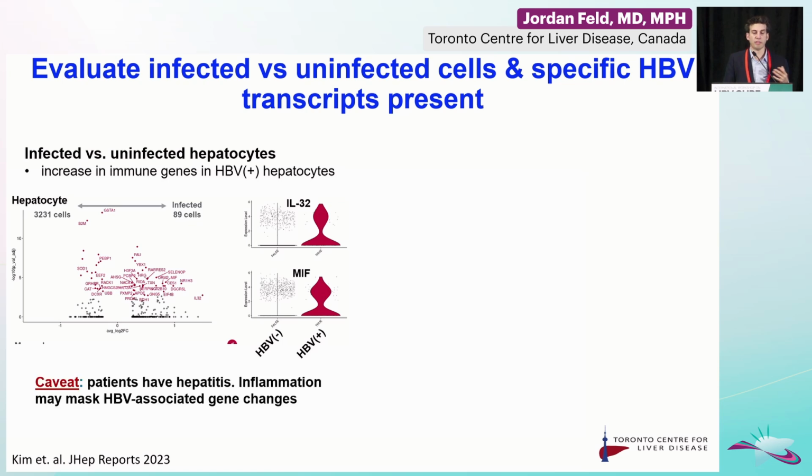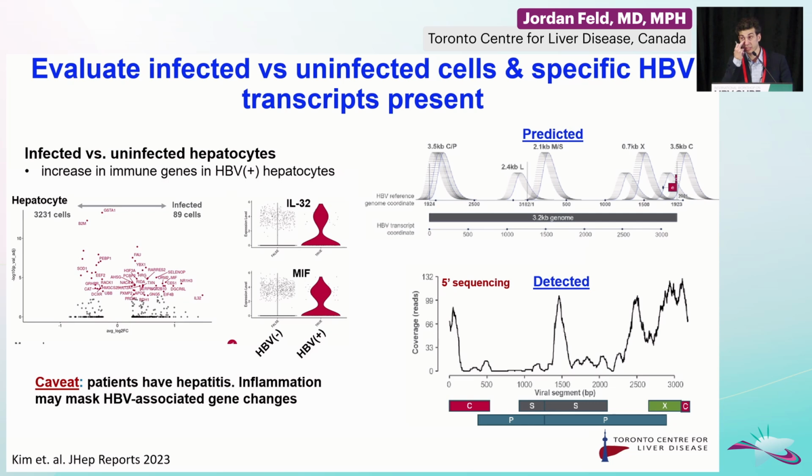It's notable that the infected hepatocytes, this is in the setting of inflammation, so some of this may not all be driven by the virus itself, but I think it's an important, again, example of how you can look at and characterize these different cells. And then an interesting observation was that if you use 5' sequencing of the RNA, you can actually identify which transcripts specifically are being expressed in the infected cells. And so you can see what you'd expect to see, the different HBV transcripts, and indeed they're all actually detected in that FNA sample shown at the bottom.